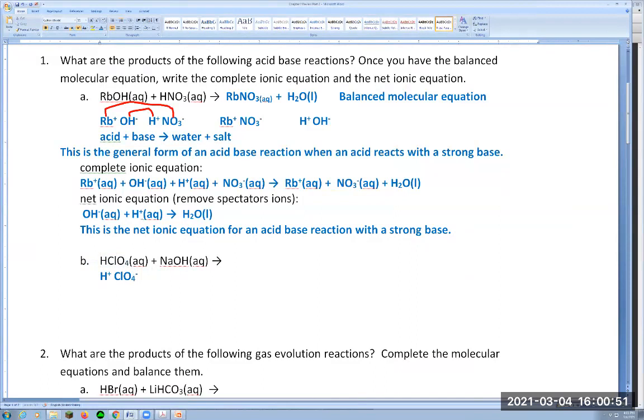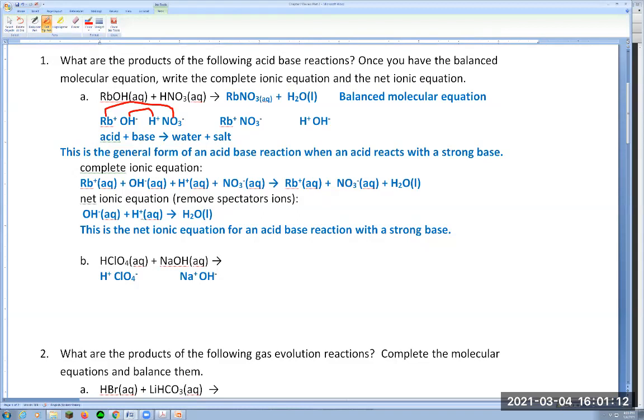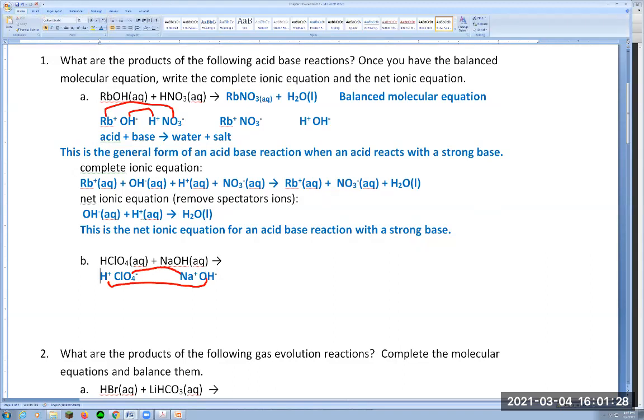And then from the base, we have Na plus, we recognize Na plus, and then we see the hydroxide ion OH minus. So Na plus and OH minus. So that's our mixture of ions. And just like we did above, we can do an exchange of partners between the positive and negative ions. So that means the H here will go with the OH minus, and then the ClO4 minus will go with the Na plus.